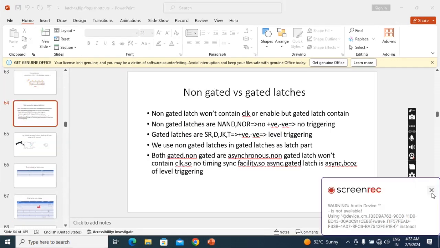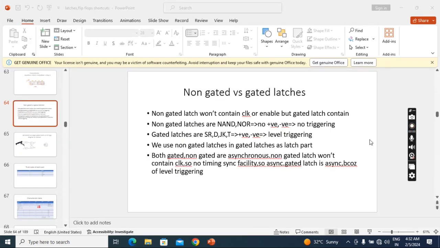Okay, in this lecture we'll see the comparison between gated latches and non-gated latches. Non-gated latches won't contain clock or enable, but gated latches contain clock or enable. Non-gated latches are NAND and NOR. There is no positive or negative, there is no triggering in non-gated latches. But if we take gated latches, there are SR, D, JK, T, and they are positive or negative level triggered. There is a triggering here.